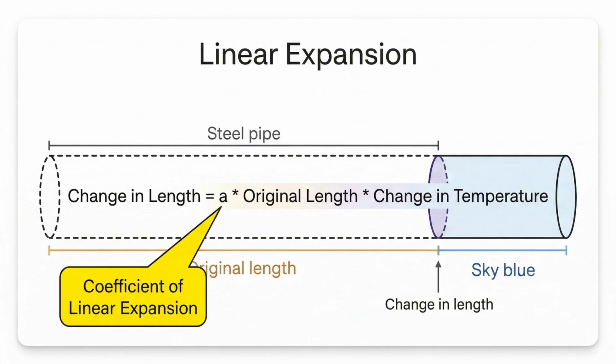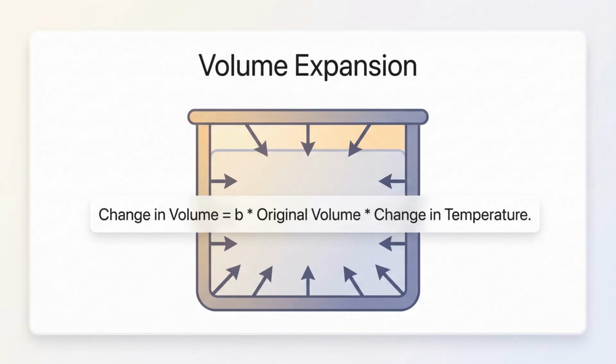If you take identical rods of both materials and heat them by the exact same amount, they will expand to different lengths. It is not just length that changes, volume expands too. The formula is very similar to linear expansion, but here we use a volume expansion coefficient, which is actually 3 times larger than the linear coefficient for that material.